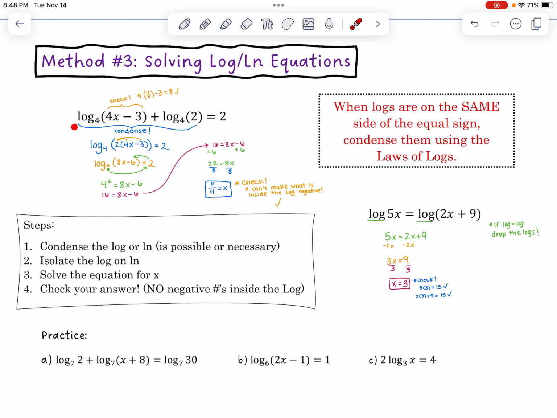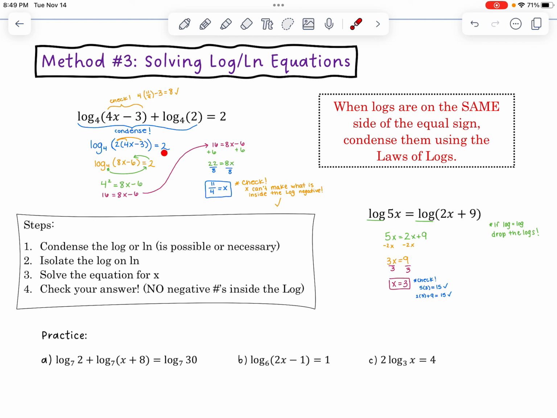So if you remember, the condensing properties tell us that when two logs are being added, I can condense them by multiplying what's inside. So we condense these two down into one, and then we multiply the inside of one times the inside of the other. Now you can write the 4x minus 3 first if you like. I just always like to put a singular number in front of the parentheses when we multiply. Mathematically, multiplication would be the same.